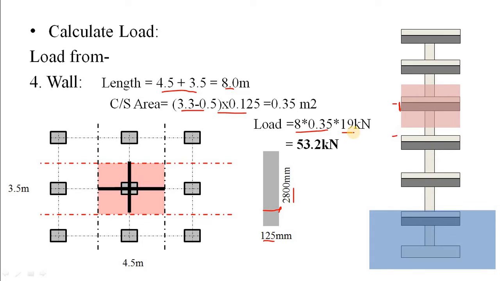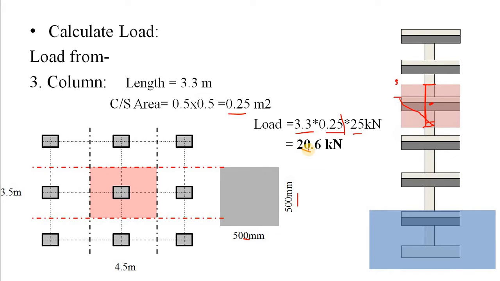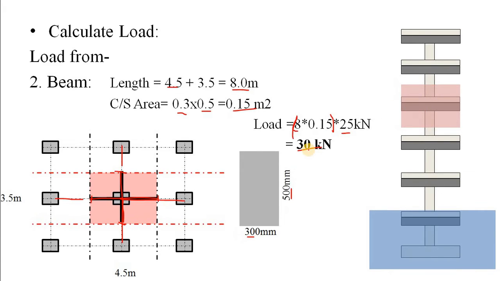Why? Because as per Indian standard, the unit weight of the wall you can take as 19 kilonewton after finishing with plaster. For conservative you can take 20 kilonewton also. So from that you got 53 kilonewton. So what is the total dead load coming? You have already got for wall, for column, for beam and for slab.